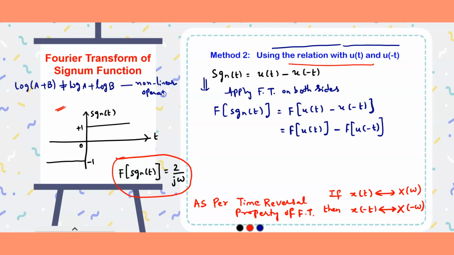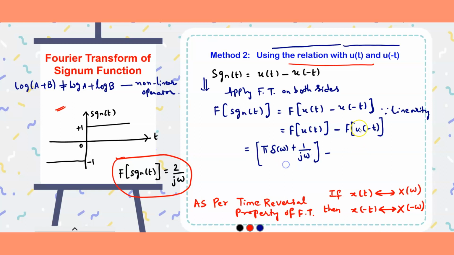Whereas Fourier transform is a linear operator, it will satisfy the linearity property. Therefore you are confidently able to split this as separately Fourier transform of u of t and separately Fourier transform of u of minus t. Okay, so far so good, but here we want to know what is the Fourier transform of u of t. So as in the previous slide, we can write it as pi into del of omega plus 1 by j omega.